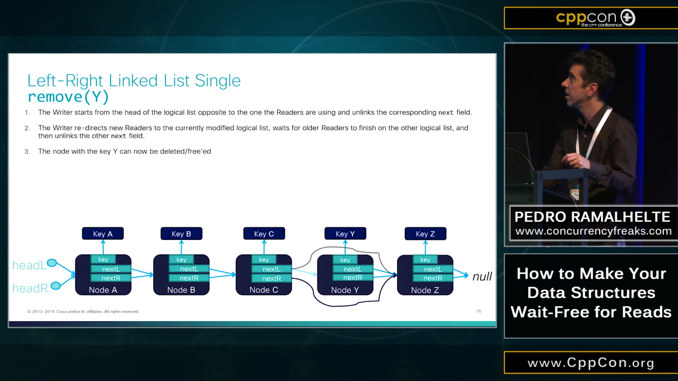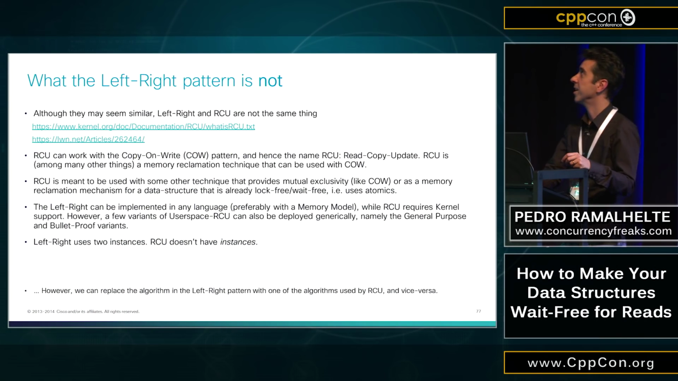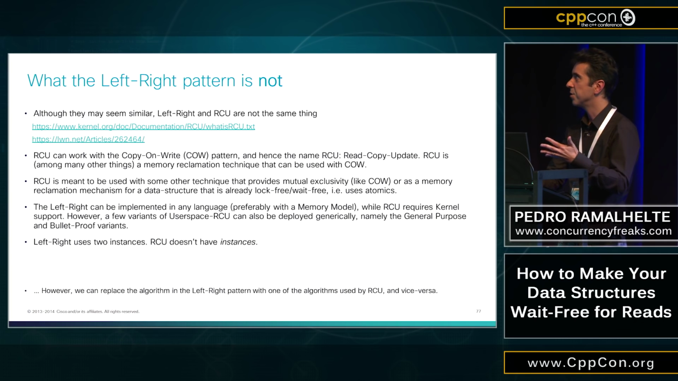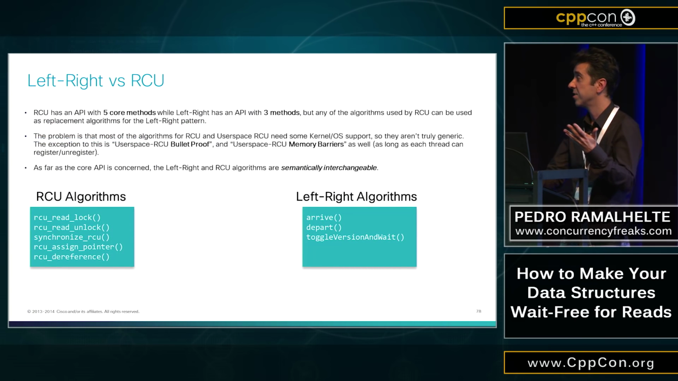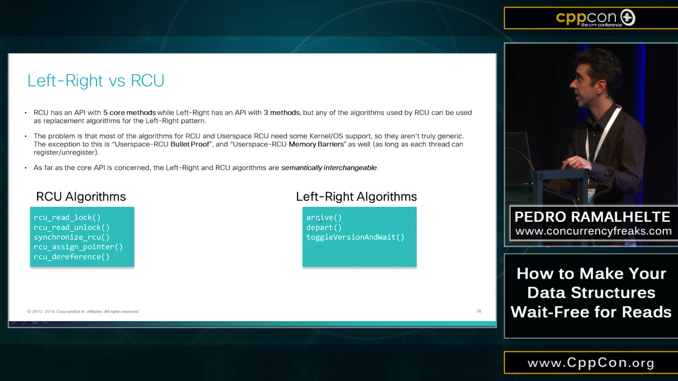Why is that twice? You already saw that. Okay, so some people see that and they think left-right is like RCU. No, it's not like RCU. RCU doesn't even have two instances. But there are parts of left-right that can be replaced with RCU. Like I said before, arrive can be RCU read lock, depart can be read unlock, and toggle version can be synchronize RCU.